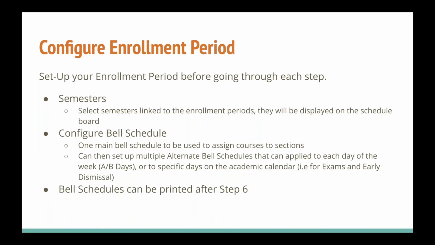So within the configure enrollment period screen, this is where you set up which semesters are linked to the enrollment period. You can set up a bell schedule. So you usually need a master bell schedule where you can assign courses to periods. And then you also can set up alternate bell schedules if you have changes in the schedule from day to day. Then once you're done through all the steps, you can actually print the bell schedule for each student once they've been copied over to the academic term. So let's go back to that screen.